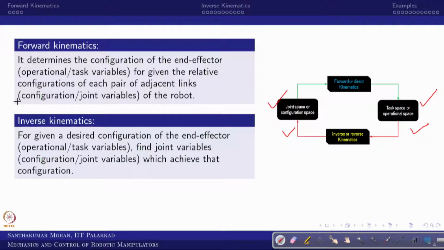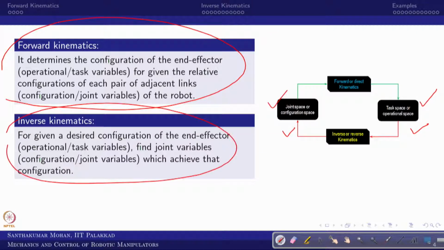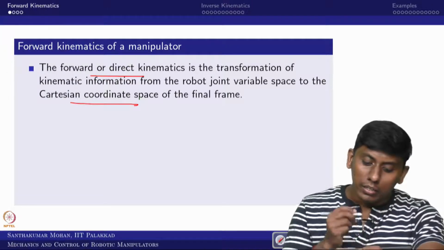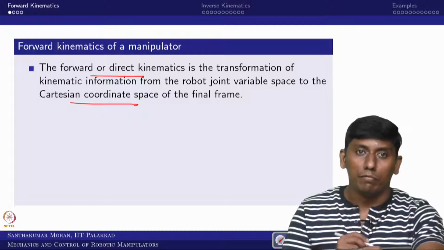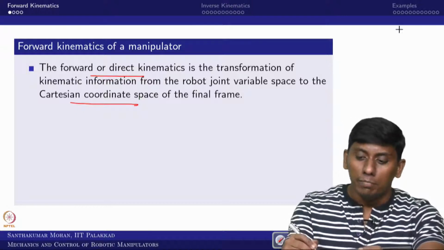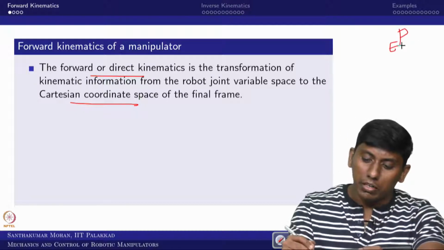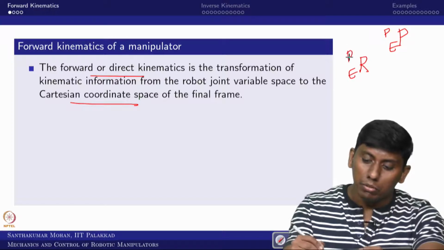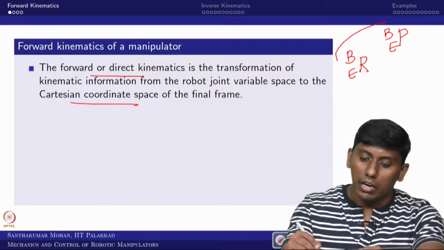But this particular lecture is going to talk more about the first part, and the later part more about the second part, in the sense inverse kinematics. We have already explained this more and more. What exactly are we trying to find out? We are trying to find the Cartesian coordinate space information, in the sense the position vector of the end effector or the tool with respect to the base, and the rotational information of the end effector with respect to the base. This is what we are trying to find out.